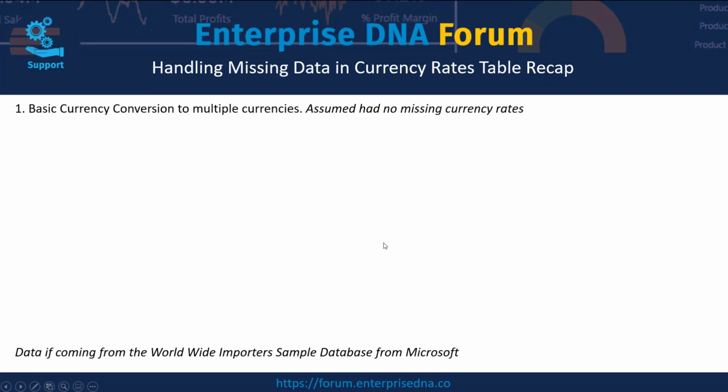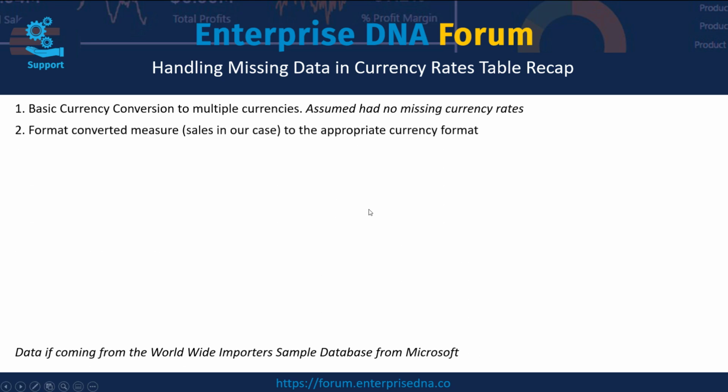The first video, we just did some basic currency conversion to, I believe, 10 to 15 currencies. Since this was the introduction video, we assumed that our currency rates table did not have any missing rates. So we had a rate for every single day of the year, nothing missing for the weekends or holidays, which may or may not be the case. But since this was video one, the introduction one, we decided to just assume that was true.